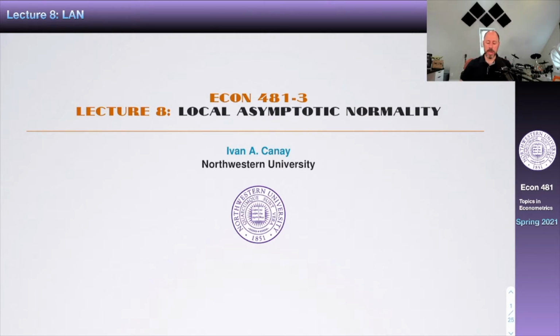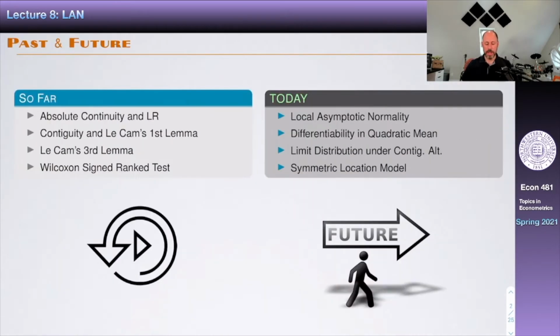What we're going to do today is put together the final piece of the puzzle, which comes in this notion of local asymptotic normality and the so-called differentiability in quadratic mean that we're going to present today as well. So let me put some context between where we were and where we're going.